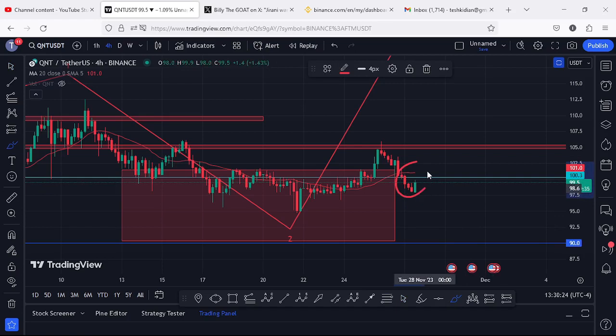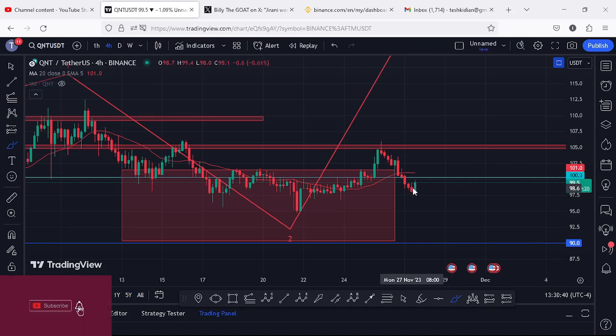QNT continues to hold below the 20-day MA here on the 4-hour chart, which is now acting as a resistance for us to continue gearing up. We are also holding below a significant area of resistance at around the $100.3 mark, and a break above that with a successful retest.